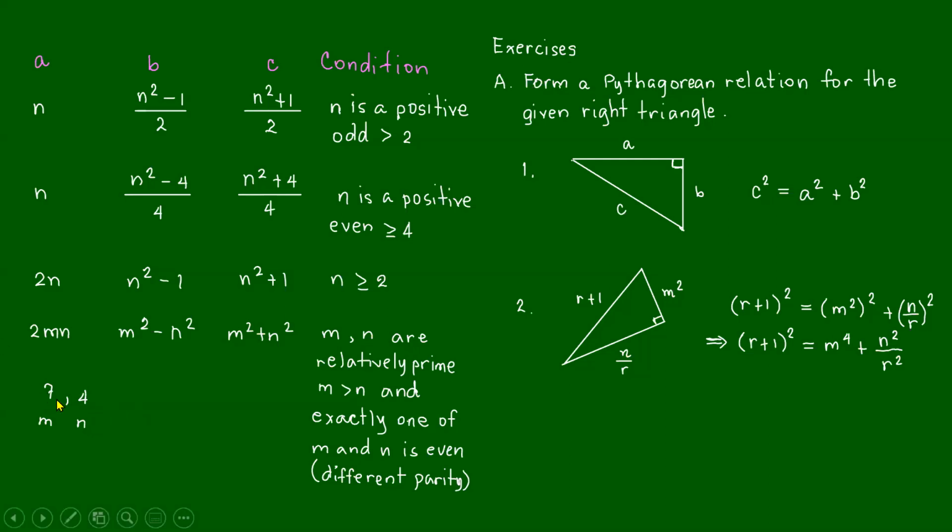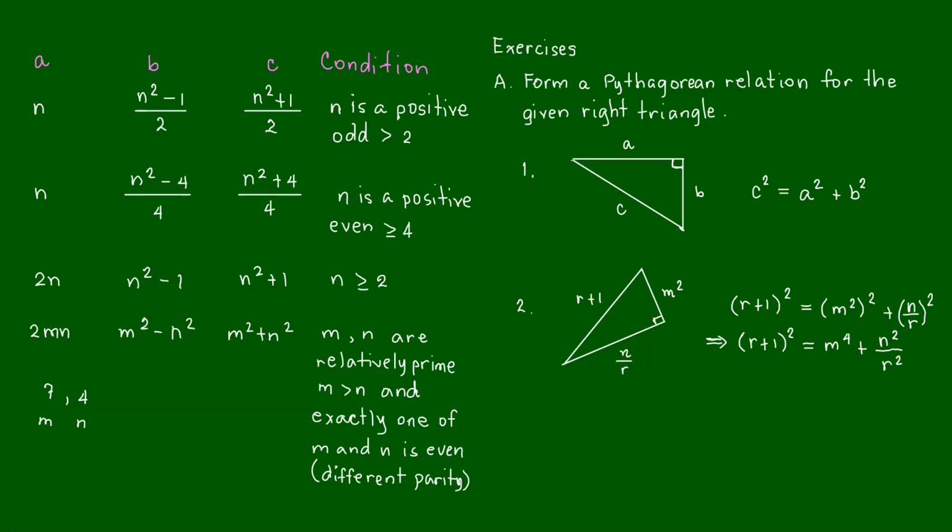If m and n are 7 and 4 respectively, we have 2 times 7 times 4. So that is a big number. 28 times 2, 56. So 56 is one of the legs. So the other leg is 7 squared, 49, minus 4 squared, 16.